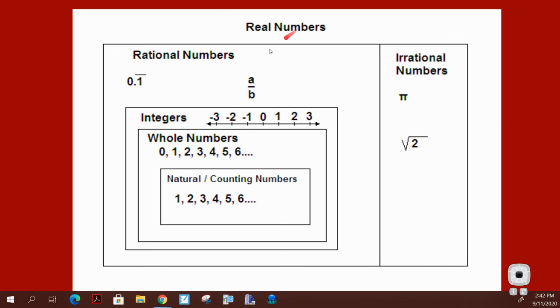What if I asked, what is negative 3? Well, you said, well, negative 3, it's not a whole number because it's not in that box. It's not a whole, and it's not in the natural number. Negative 3 is an integer, but it's also a rational number, and it's a real number.